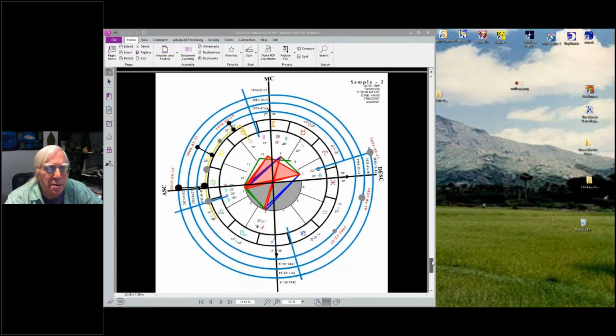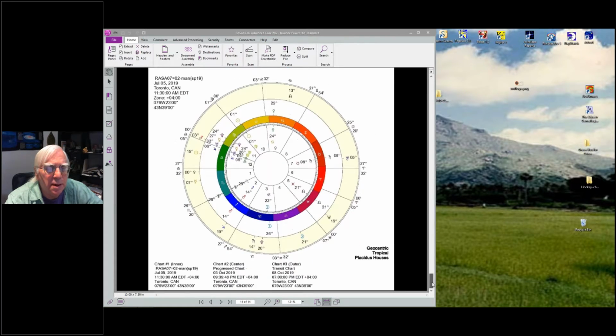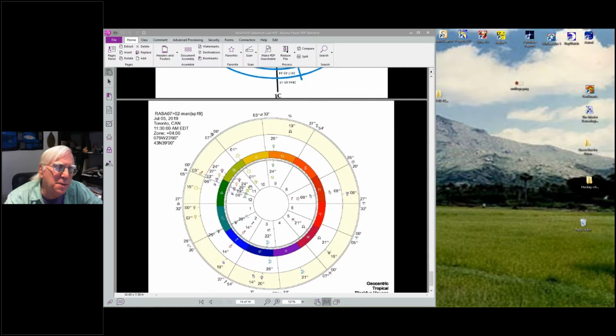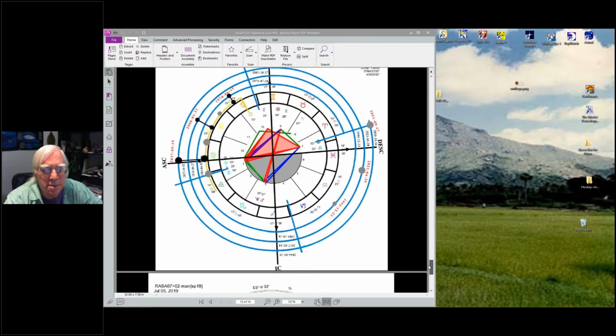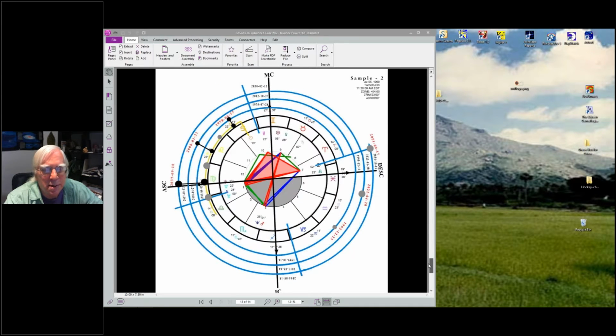Now I got to show you something. What's this? This is just a printout. You can get a printout with the progressions and the transits around it. I don't use it, too much information. I really don't use it. So that was from WinStar. But I got to show you some other things now.